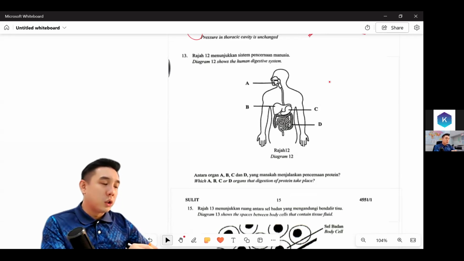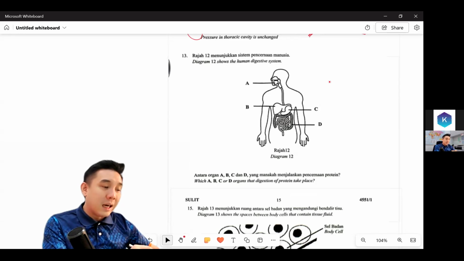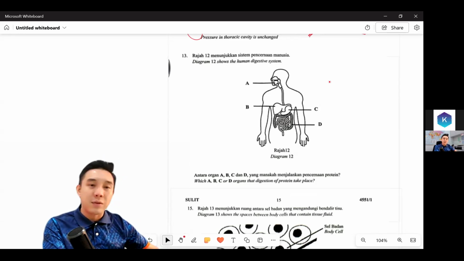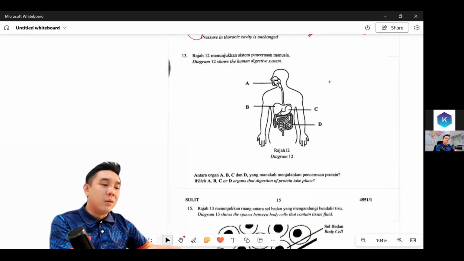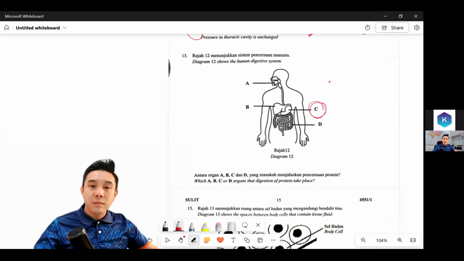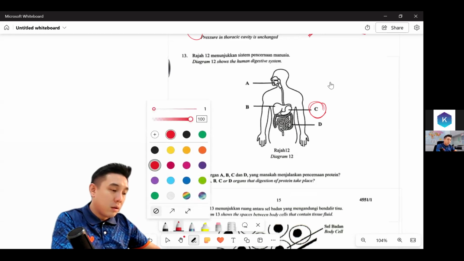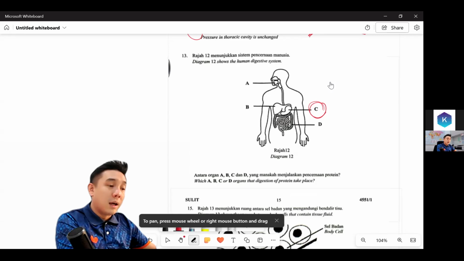For question 13, which part, which organ digests protein? I always make students realize that the protein that you eat, chicken, egg, sashimi, all those kind of stuff that is high in protein, will only start to be digested in the stomach, by the pepsin. Protein is broken down by pepsin.